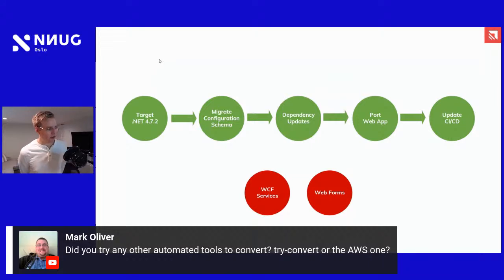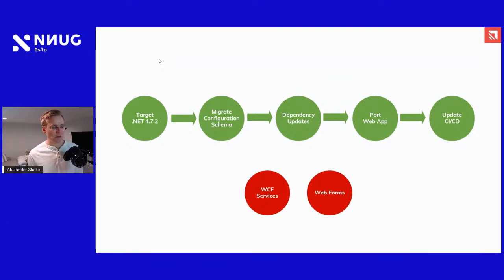Mark Oliver here is asking a question: did you try any other automated tools to convert, like try-convert or the AWS one? It depends on the context here, Mark, but we looked at tooling to convert the app automatically, absolutely. But the ones we looked at were not conducive enough, and they created more confusion than value, in my opinion. There is one out there that was just released two weeks ago, called the .NET Upgrade Assistant, I think, from Microsoft. And that one, I think, has promise.